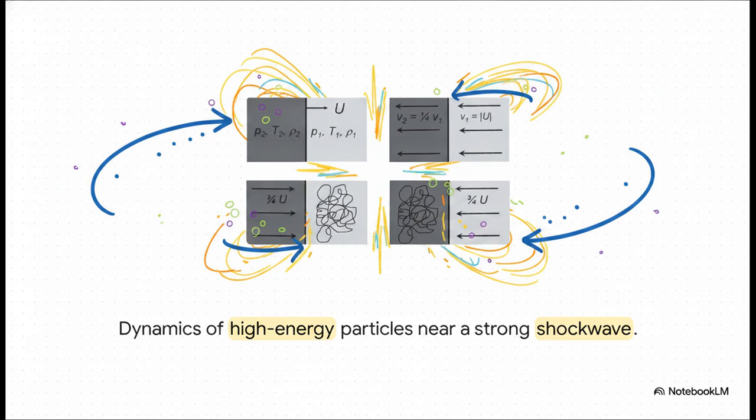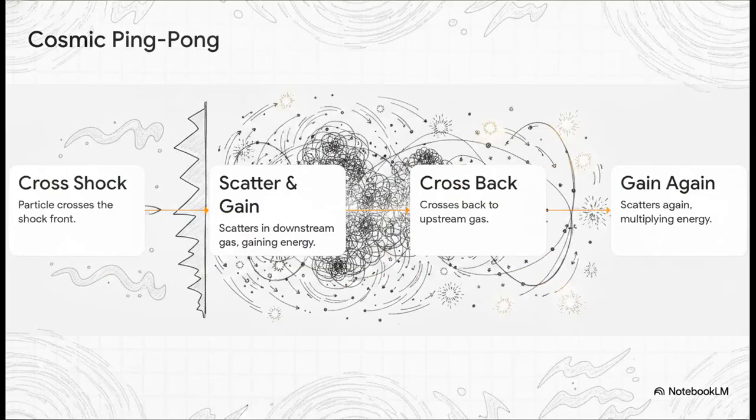When these particles are scattered by turbulence in the gas, their velocities become totally randomized on both sides of the shock front, the upstream side and the downstream side. You can really think of it as a relentless cosmic ping-pong match.